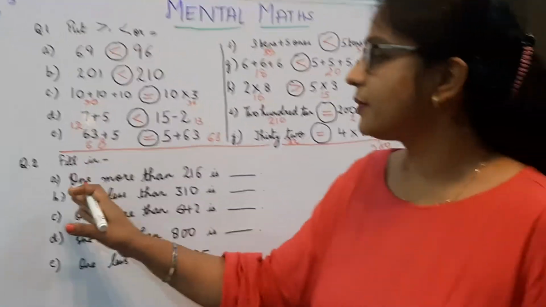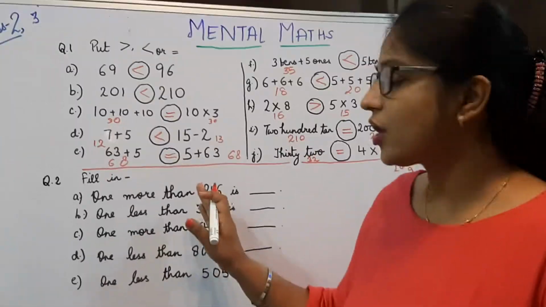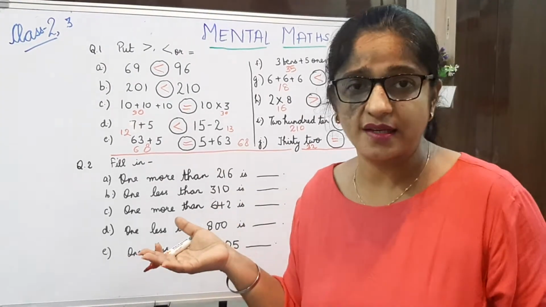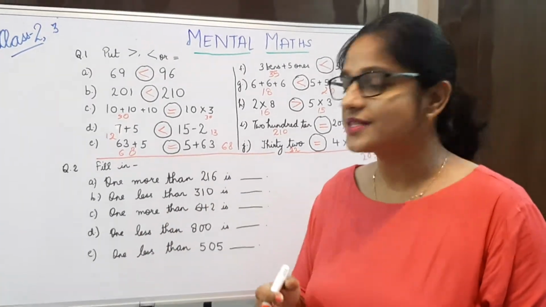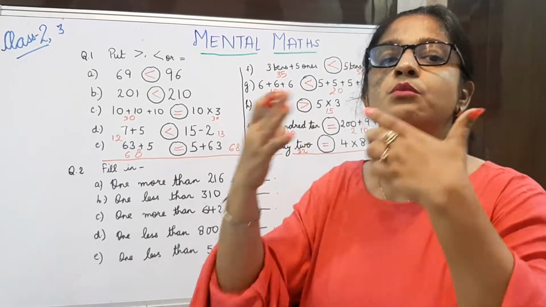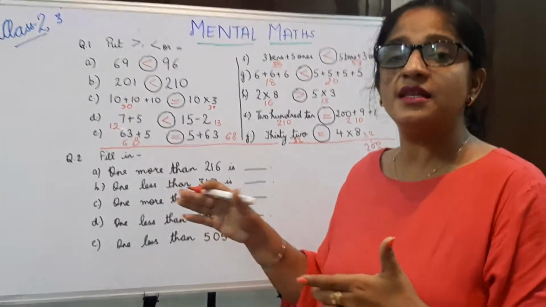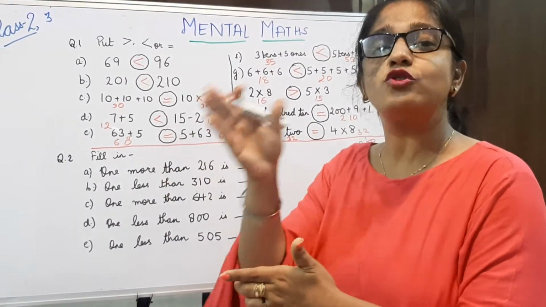Now this is very simple. Question number 2: one more than concept and one less than concept. This concept is simply successor and predecessor. I've told you in one of my videos that successor means one more than, one step ahead, one next. One less than means predecessor. That means we have to subtract 1.